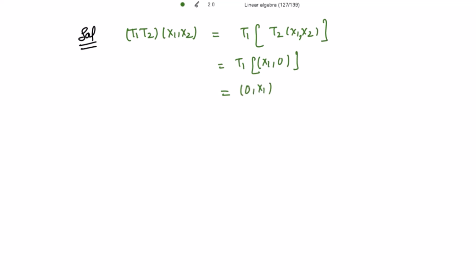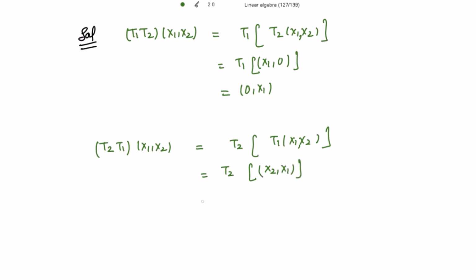Very fine. Okay. Now what is T2 T1 of (x1, x2)? Likewise we write T2 of T1 of (x1, x2), and by definition T1 of (x1, x2) is the interchange, so this is (x2, x1), and then by definition of T2 we get (x2, 0). So these two are not equal, right? So T1 T2 is not equal to T2 T1, and we have proved this.